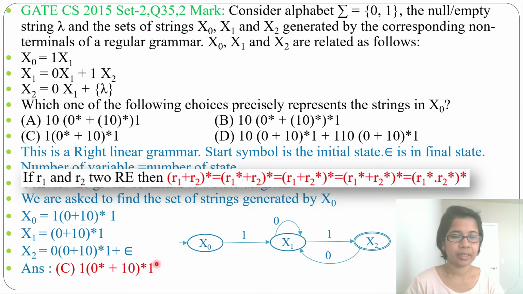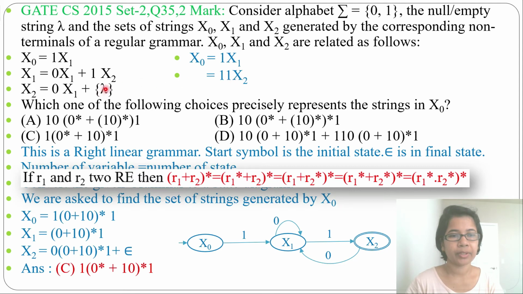And we got the answer C. This is one method. Another method is to try to find what will be the minimum string generated by this grammar. So x0 equals 1x1. In place of x1, substitute 1x2.